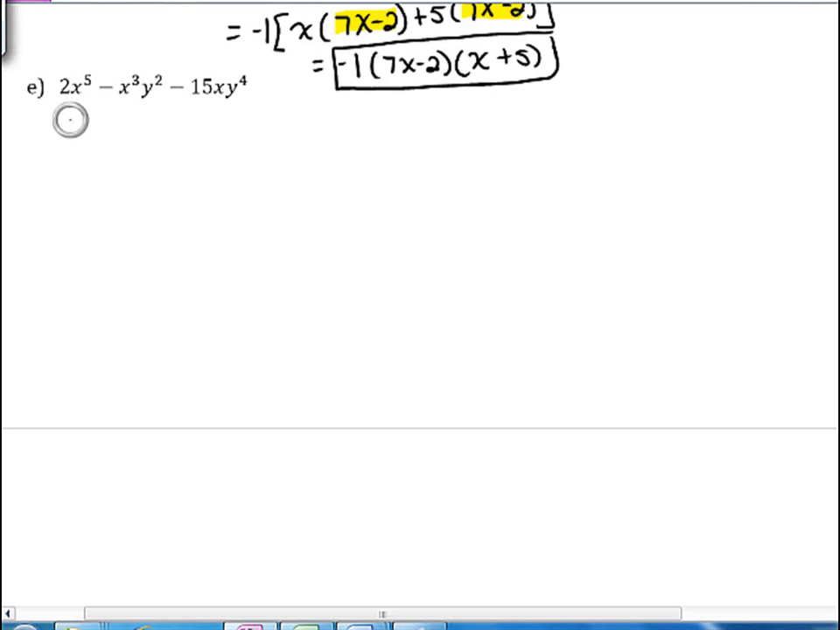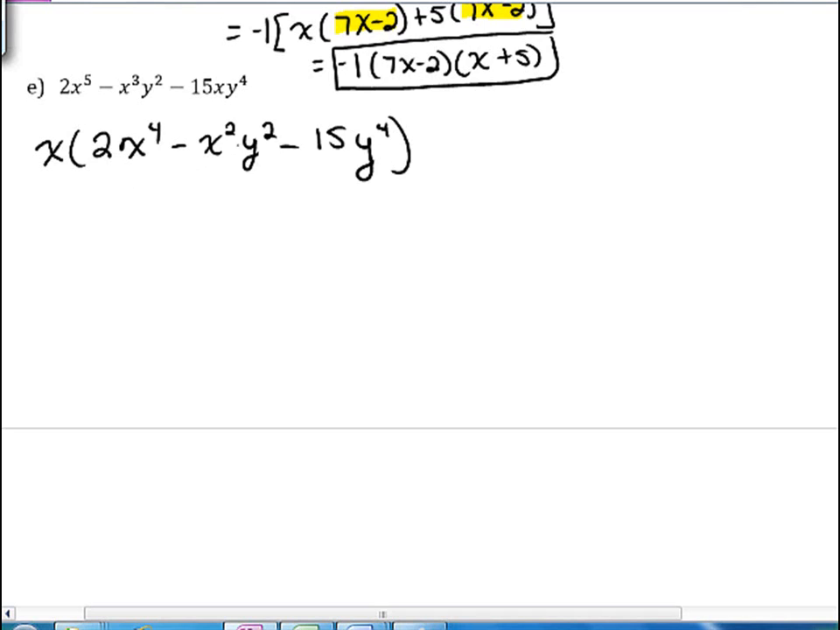Example E is 2x to the 5th minus x cubed y squared minus 15xy to the 4th. And so all of these terms contain an x, and so we're going to factor an x out. And that's going to leave me with 2x to the 4th minus x squared y squared minus 15y to the 4th.